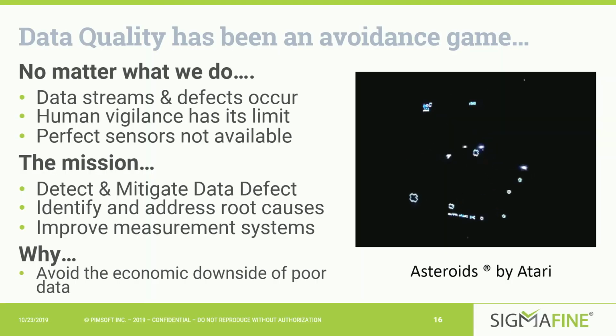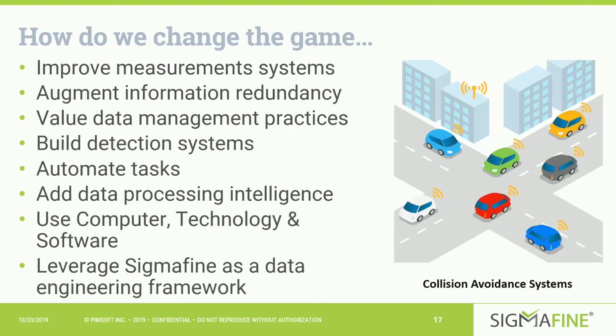So that used to be our mission, okay? And why we do this is because we want to avoid the economic downside of poor data. It's a battle, it's a fight, essentially. Now, I think we have to do like the automobile industry. We have to get more clever. If we want less collision, we have to put some collision avoidance system. So it's the same concept for us.